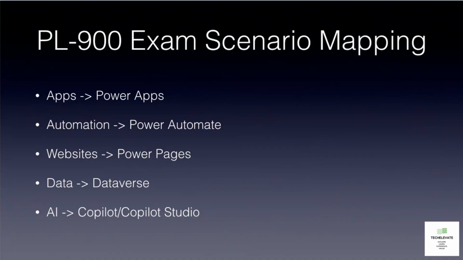This concludes lesson one for describing the business value of the Microsoft Power Platform. On this slide, we're going to touch base on some keywords. Anytime we think about apps, we're going to think about Power Apps within Microsoft Power Platform. Automation, we think Power Automate; websites, Power Pages. And anytime we talk about data, we're talking about the core database platform, which is Dataverse. Artificial intelligence falls under the Copilot and Copilot Studio component.